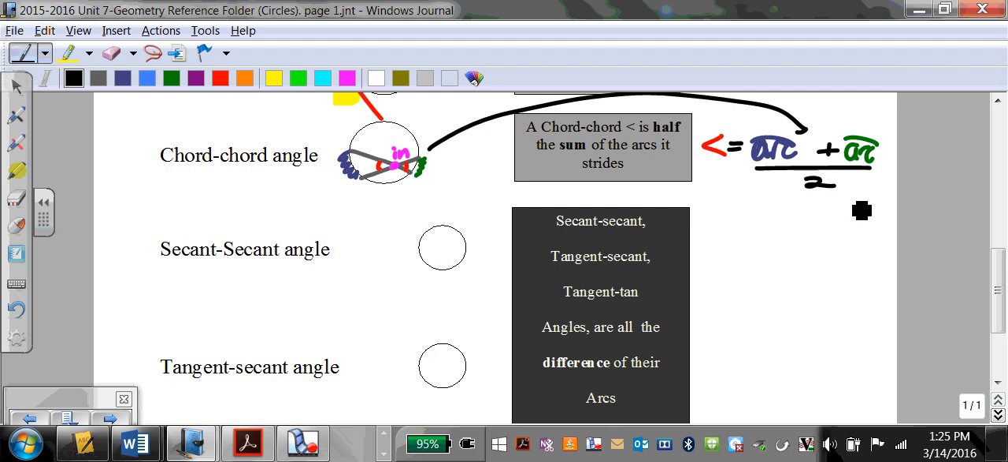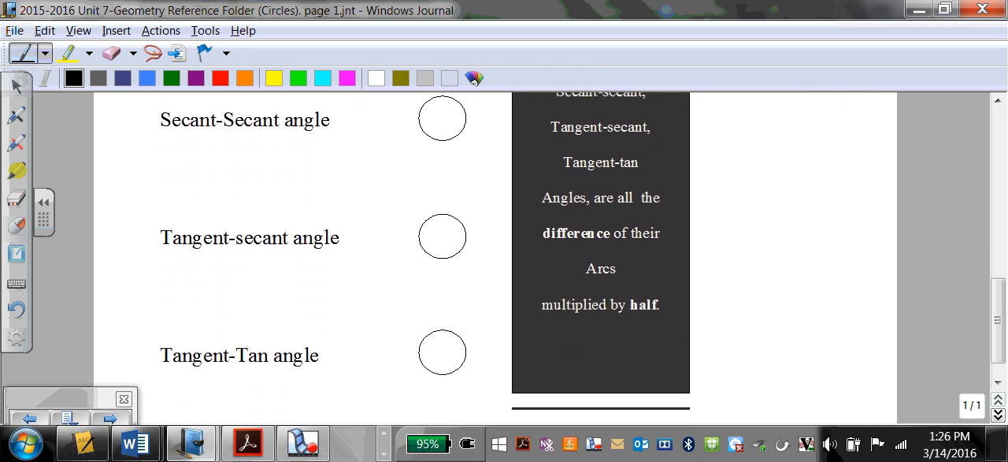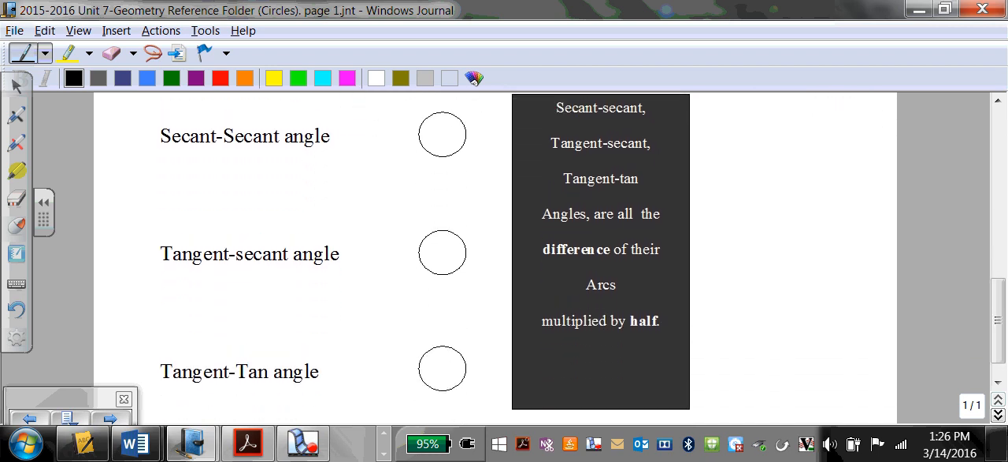That's for a chord only. We're going to read the book. I say, you say. A chord angle is half the sum of the arcs it strides. Say it with me. A chord angle is half the sum of the arcs it strides. Stride, straddle, strides rhymes. Straddle doesn't.